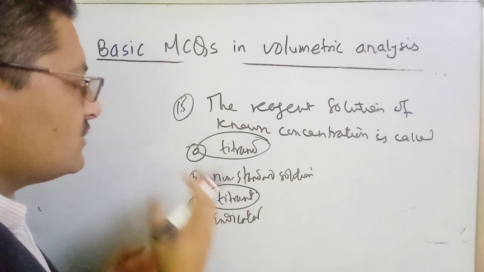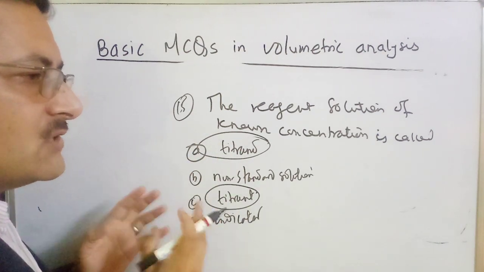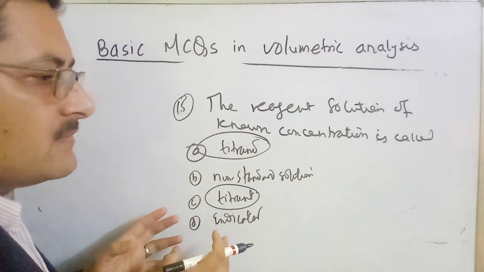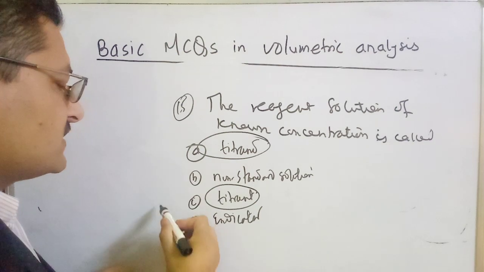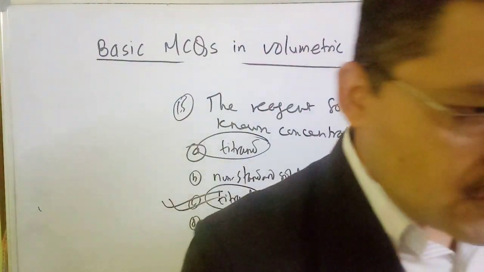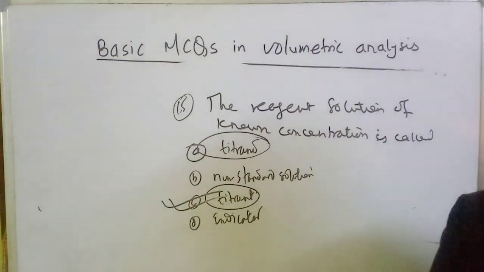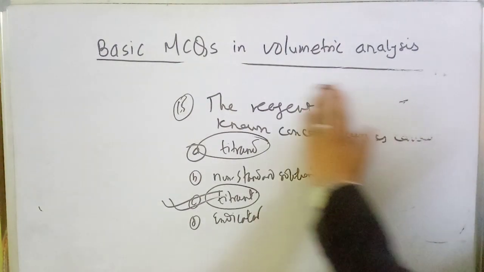And between titrand and titrant, we have two options, but titrant is the term that is used for the reagent solution that is of known concentration. So the answer is titrant. So you must know about the terms titrant and titrand in volumetric analysis. This is number 15. Okay, now we go to number 16.